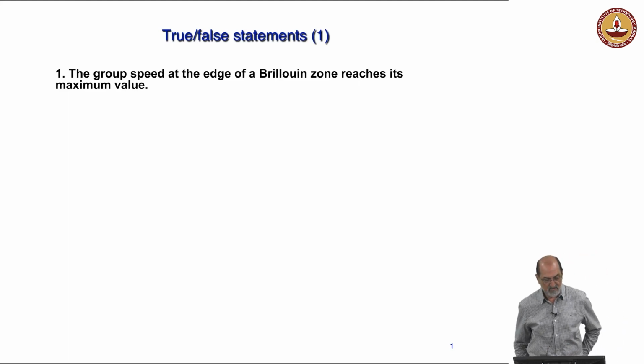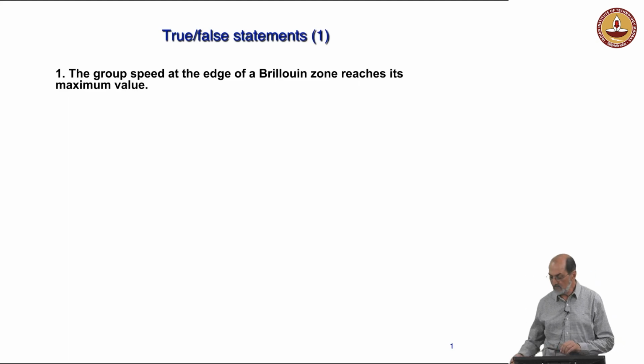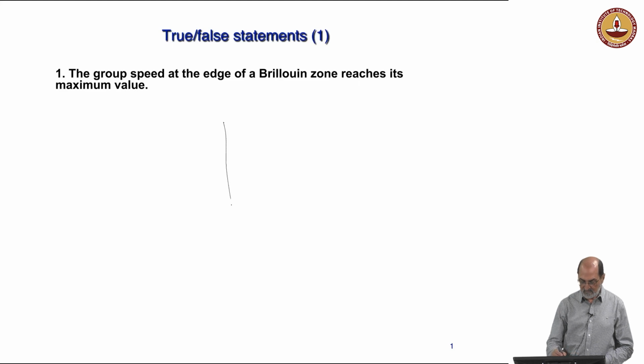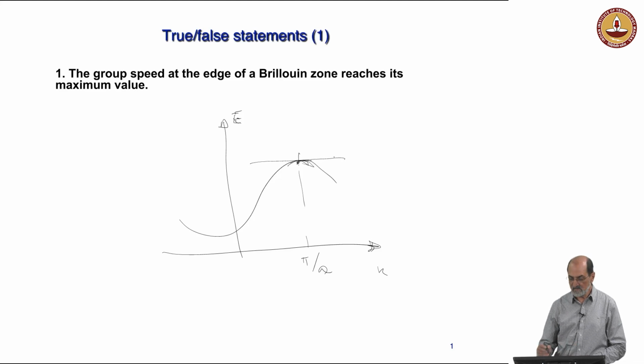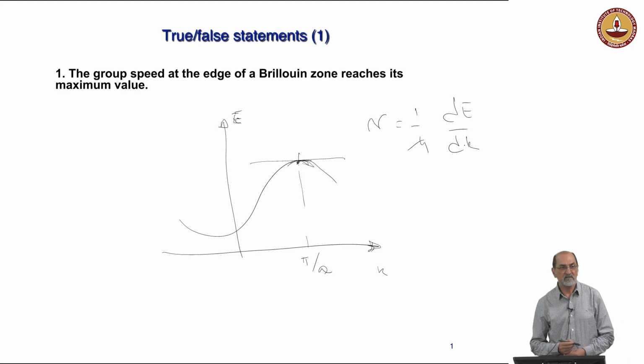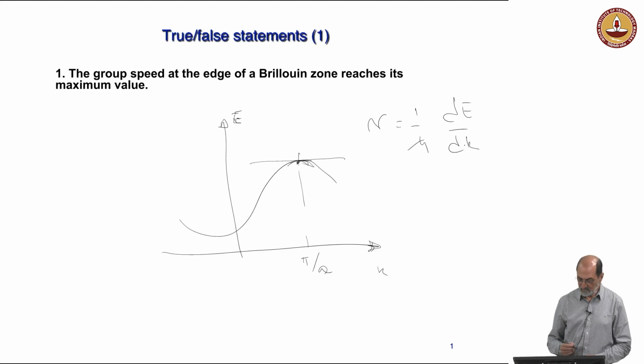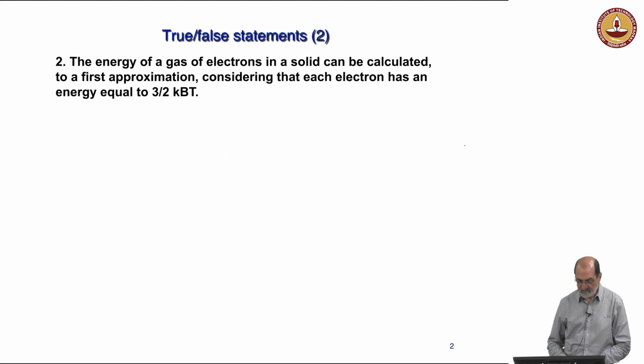The first one says, the group speed at the edge of a Brillouin zone reaches its maximum value. Is it right or wrong? Wrong, right? If we have at the Brillouin zone, like this, this would be K, this is π over a, this is E. I'm not used to using these things, sorry, I do my best. So at the edge of a Brillouin zone, the dispersion relation reaches a maximum, and here the derivative is 0. And the speed is related, you remember? The group speed was 1/ħ times the derivative of E with respect to K. And there the derivative of E with respect to K is 0. So far so good. Next question.